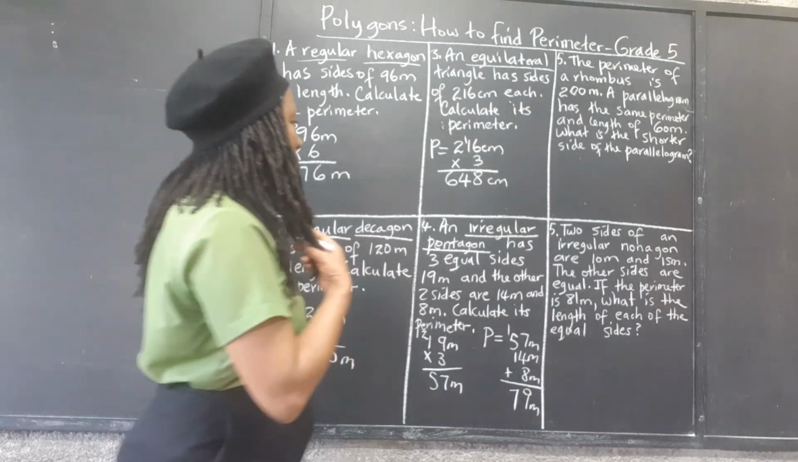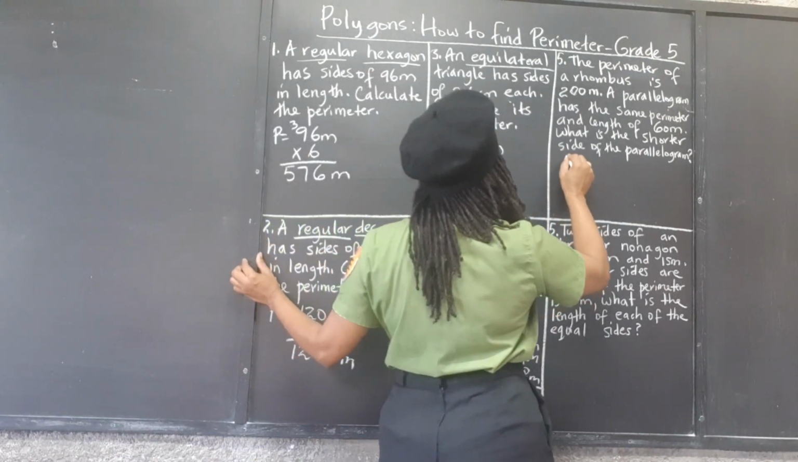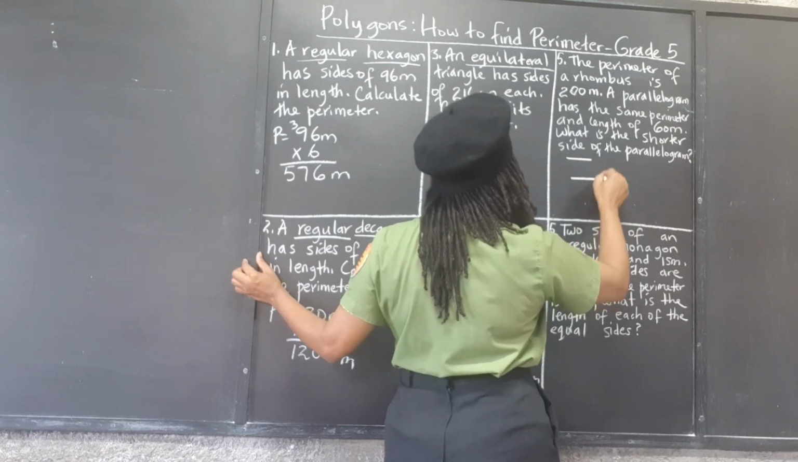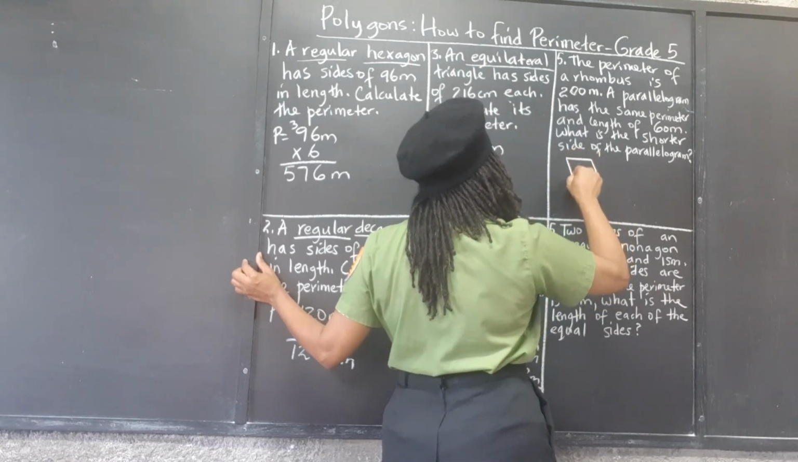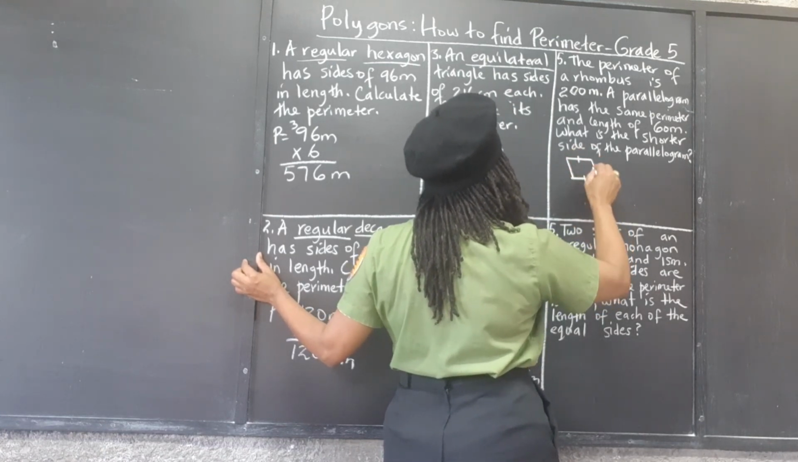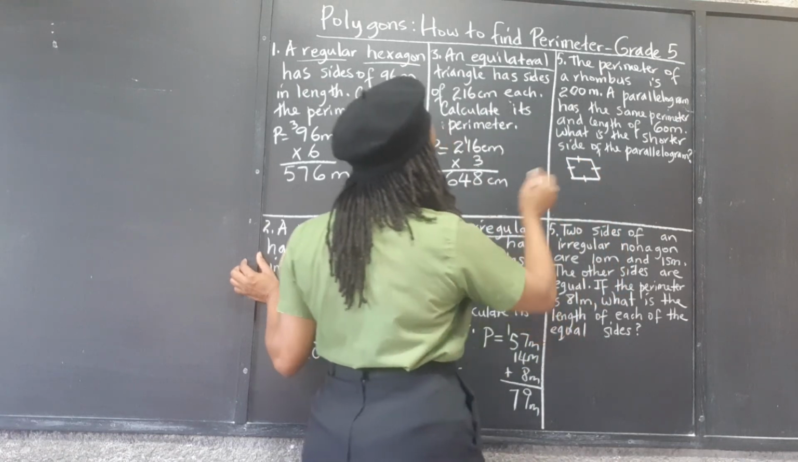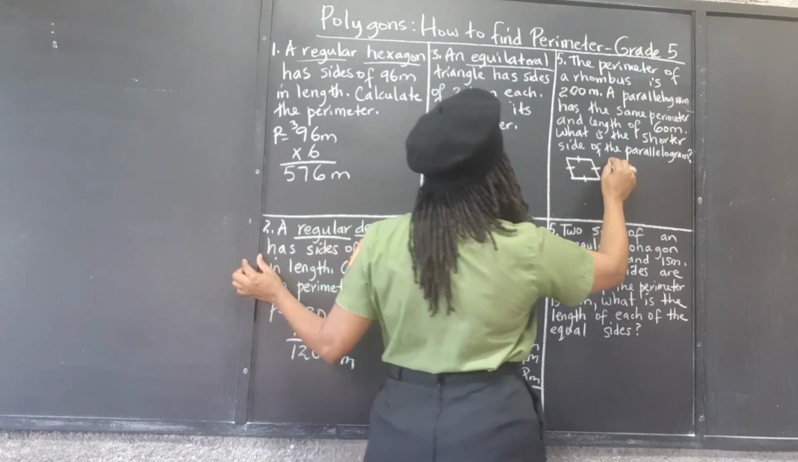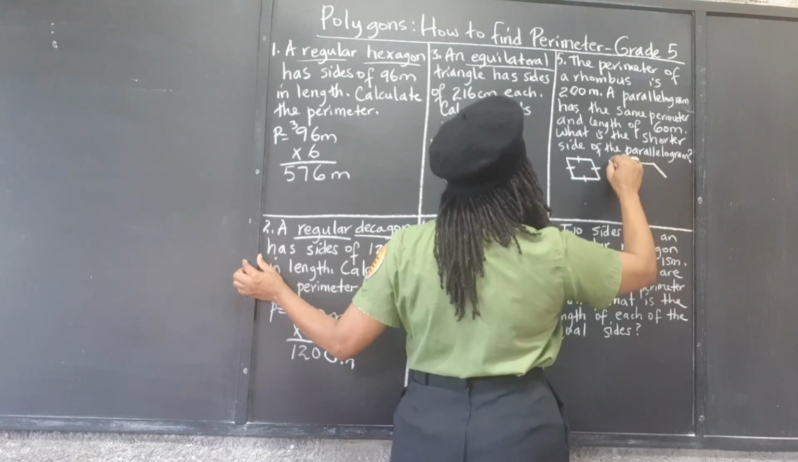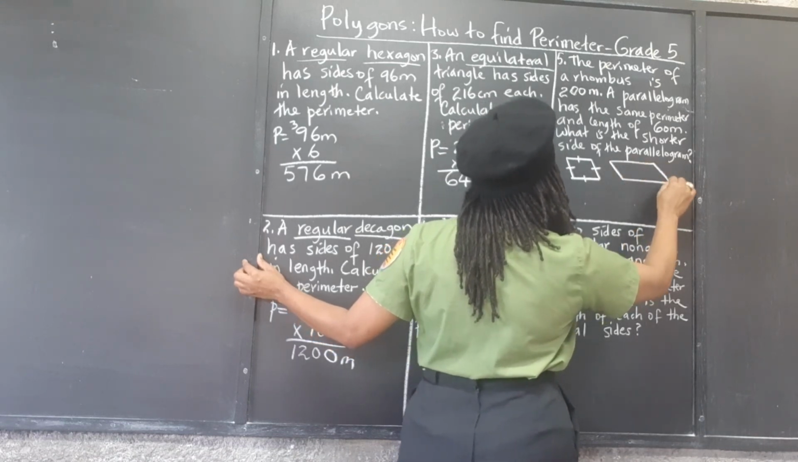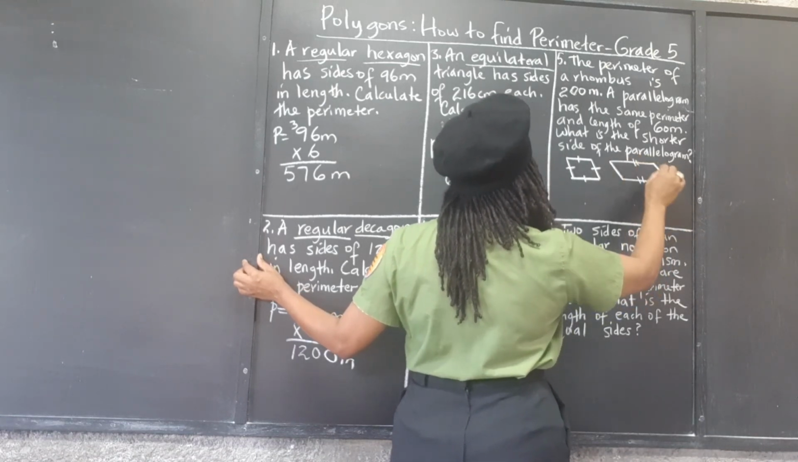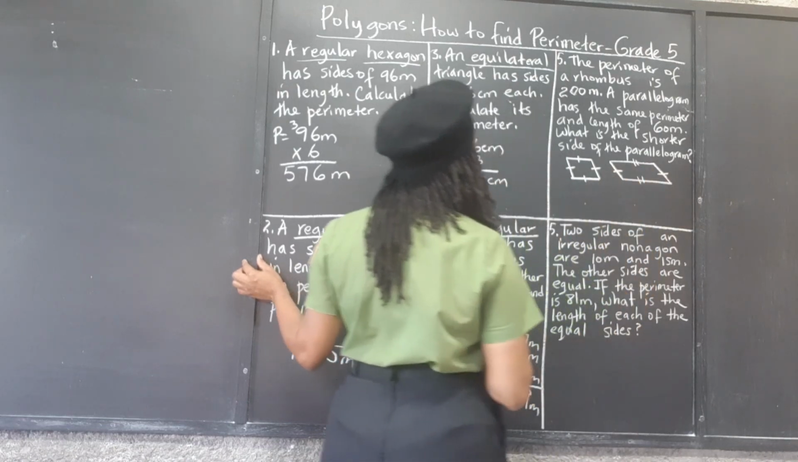Let's draw them to see what they're saying. So we know the rhombus looks like that. 4 equal sides. The parallelogram looks like this. The 2 lengths are the same and the 2 short sides are the same.